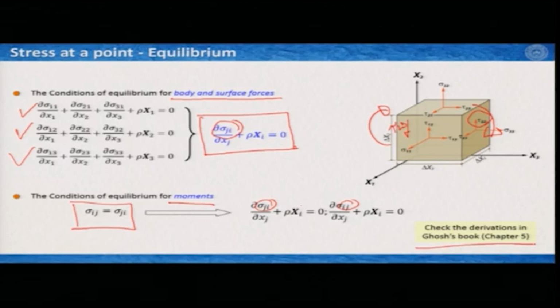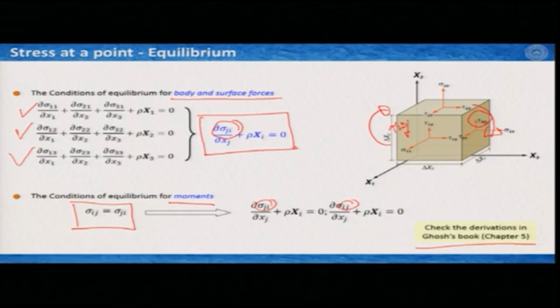I did not dedicate too much time to this, because you can get these derivations from other books, but I hope you have now understood the concept of stress on a surface, which is a vector traction, and stress at a point, which is a tensor.